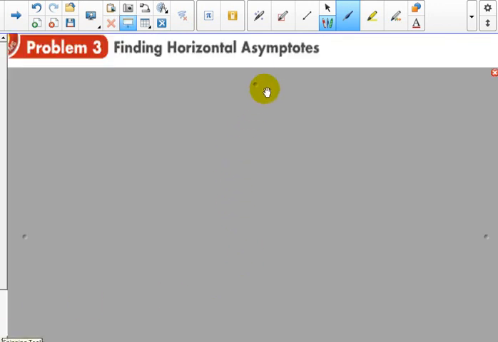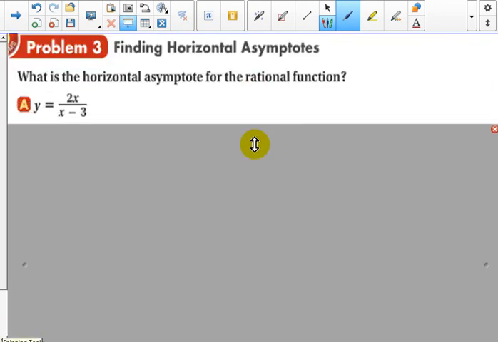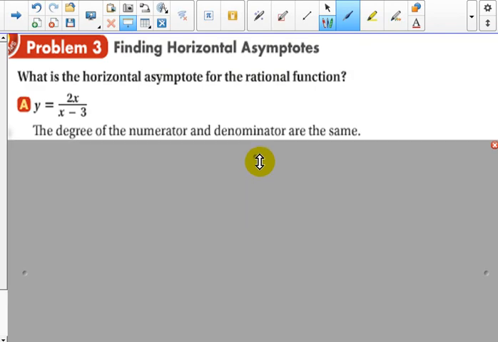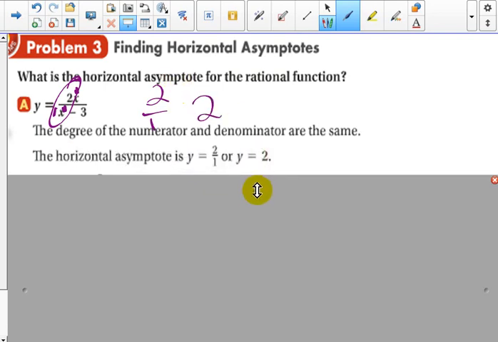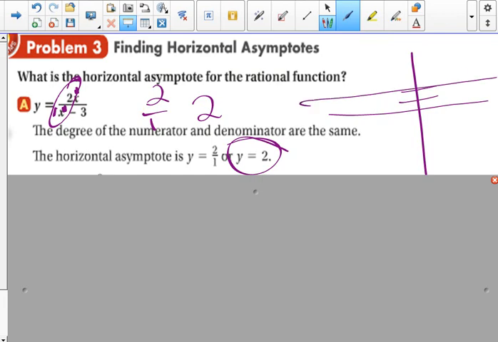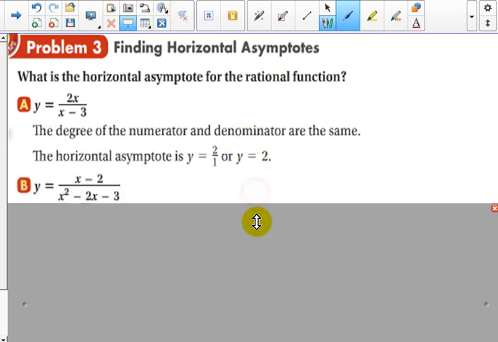Okay? So let's take a peek. What is the horizontal asymptote for the rational function? So again, what are we going to do? The first step is to look at your degrees, the highest degree. So that's a first power and that's a first power. They're the same. So it's like 2x to the first over 1x to the first. Since the powers are equal, it's just going to be the coefficients. So 2 over 1, which is just 2. So it's going to be y equals 2 for our horizontal asymptote. So that means going through the y-axis at 2, there's your horizontal asymptote.